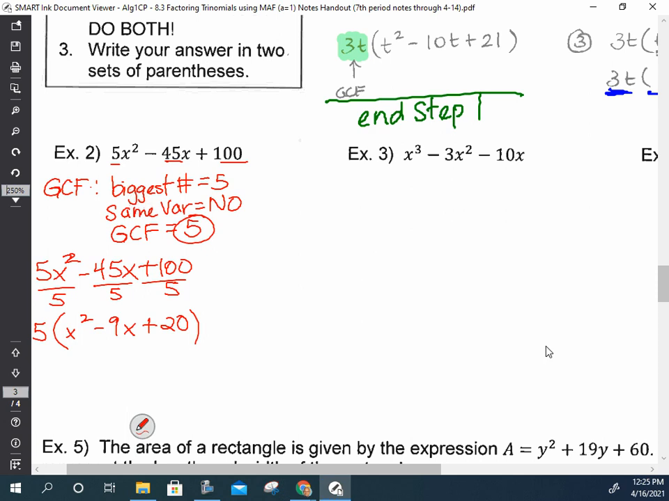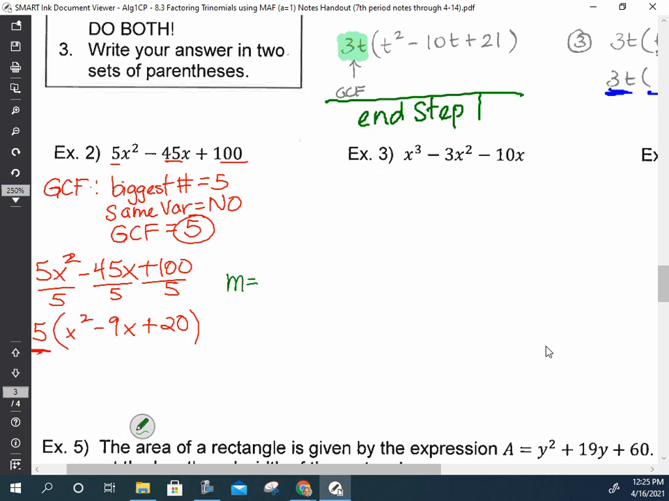Alright, so the 5, that's done. You don't have to touch that for the rest of the problem. We'll worry about everything else. I'm gonna do this in a different color. X squared minus 9x plus 20.